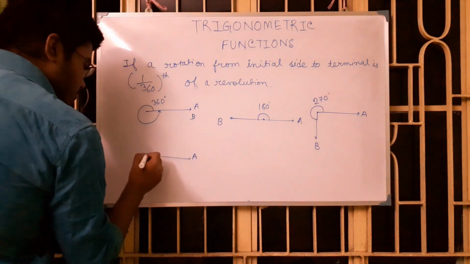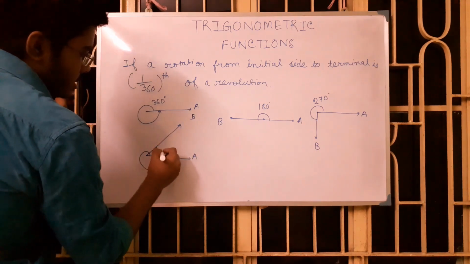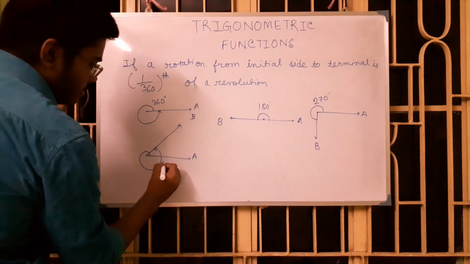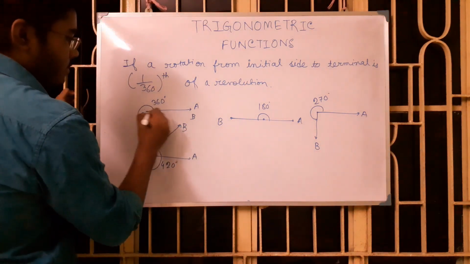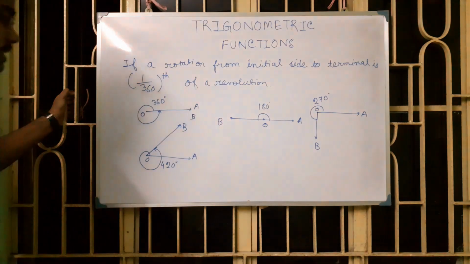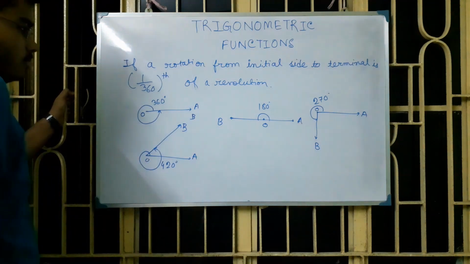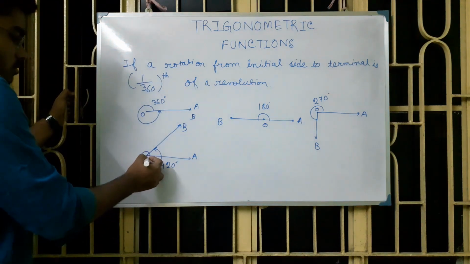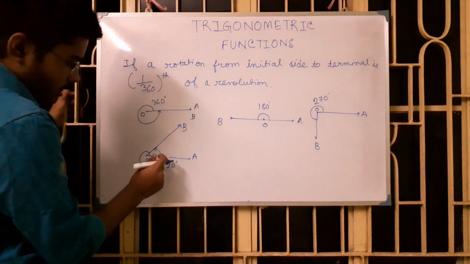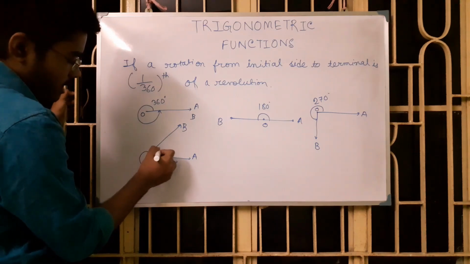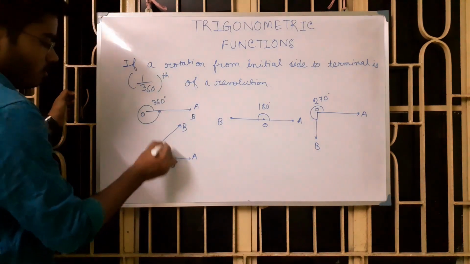But what is this? If we move along this, this is 420 degree. O is the vertex. This is 420, that means this is 360 and we move 60 degree further, positive 60 degree. That's why the whole thing is 420 degree.